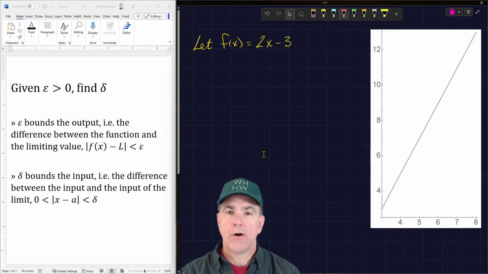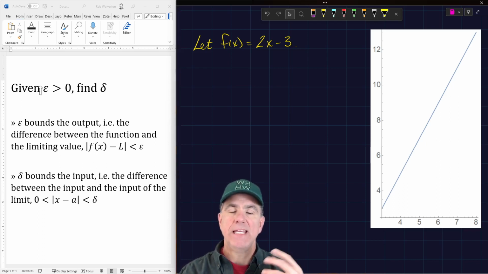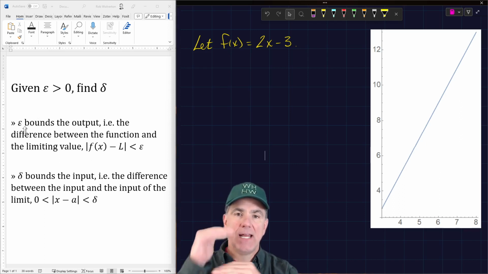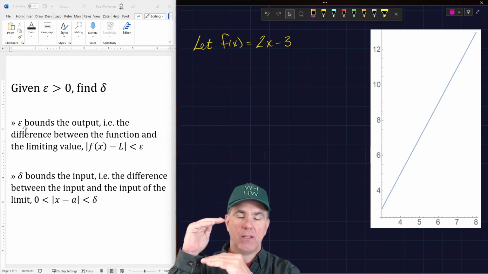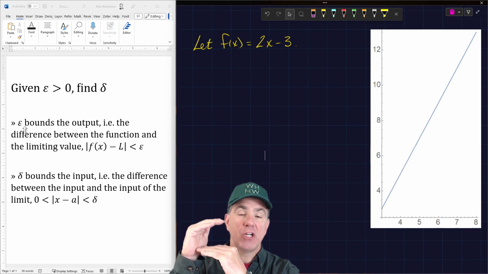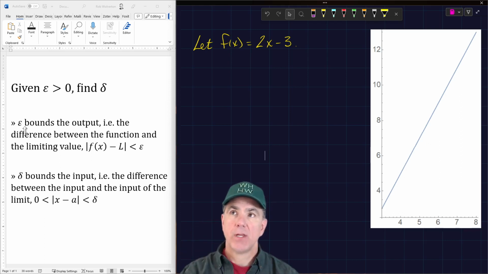So to start, I want to show the broad picture of what's going on. In general, we have to be given an epsilon value, and the epsilon value is a bound in the output values. The bound is between the function evaluation and the limiting value for the particular input that we're looking at. So we're going to be given that epsilon value first. Once we have that, then we find the associated delta.